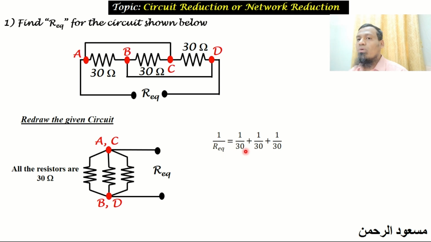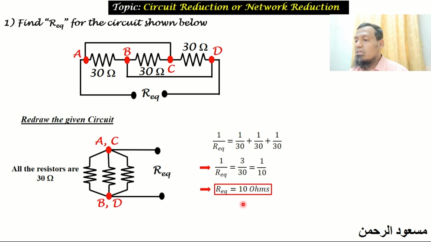So 1 by R equivalent is equal to 1 by 30 plus 1 by 30 plus 1 by 30, which implies 1 by R equivalent is equal to 3 by 30, which gives you 1 by 10. 1 by R equivalent is equal to 1 by 10, which in turn means R equivalent is equal to 10 ohm.